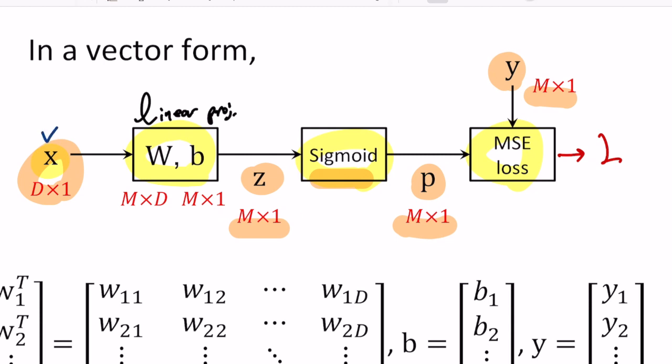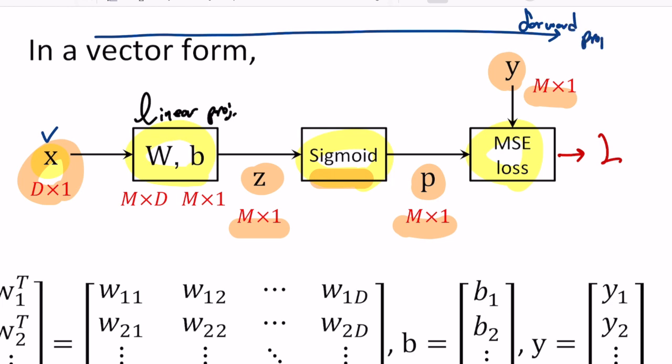First of all, we have X, which was the input data. In forward propagation, we should compute each node value, let's say from X to Z to P to L. Because we already have the current W and B, and sigmoid doesn't have any trainable parameter, and MSE does not have a trainable parameter, we just compute Z to P to L from X. This is the forward propagation step.